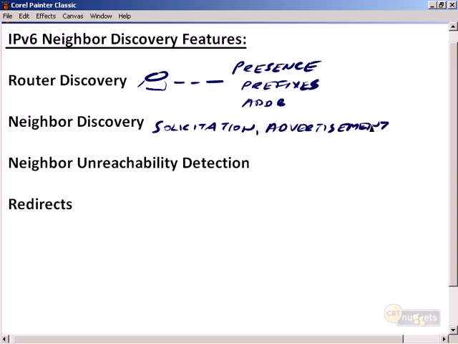This also helps us to find out if we have any duplicate addresses, which should be a lot less common with IPv6, but it also helps us to test the reachability between our neighbors. We also have neighbor unreachability detection. An IPv6 node has to get a positive confirmation of packet delivery, kind of like TCP.